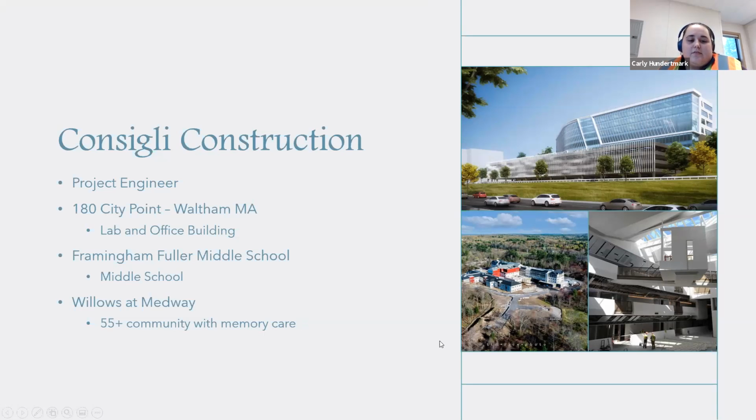The next one is the Fuller Middle School project. So that was over in Framingham. That's the bottom right, actually. They're just finishing that up now. And basically they wanted to build a whole brand new high school, or middle school, I'm sorry. And this one was really cool because there's actually no right angle, so 90 degrees, within the entire building.